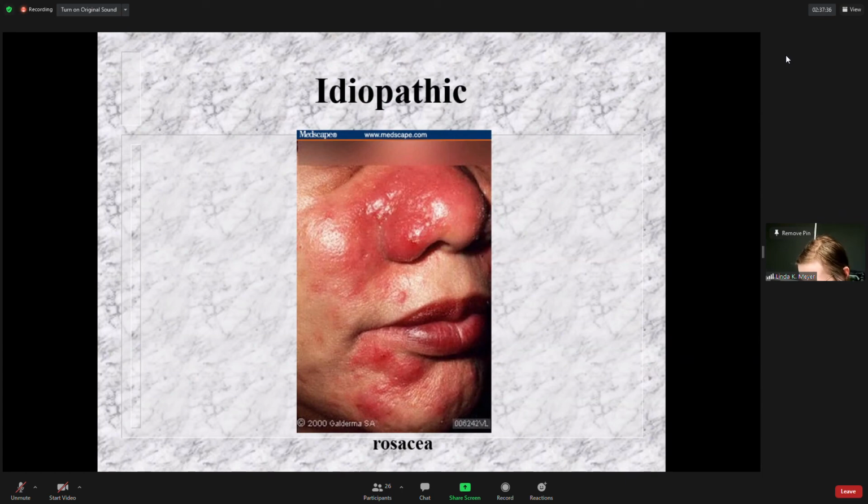There's that disease I showed you with the target lesions, erythema multiforme on the hand, that's pathognomonic. Sometimes that's related to allergies, but sometimes there's no clear-cut cause for that disease occurring.